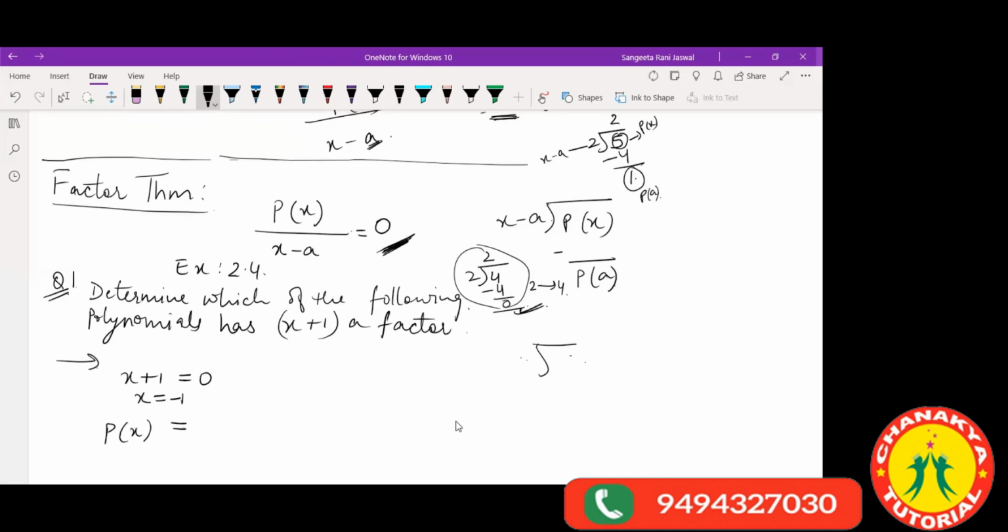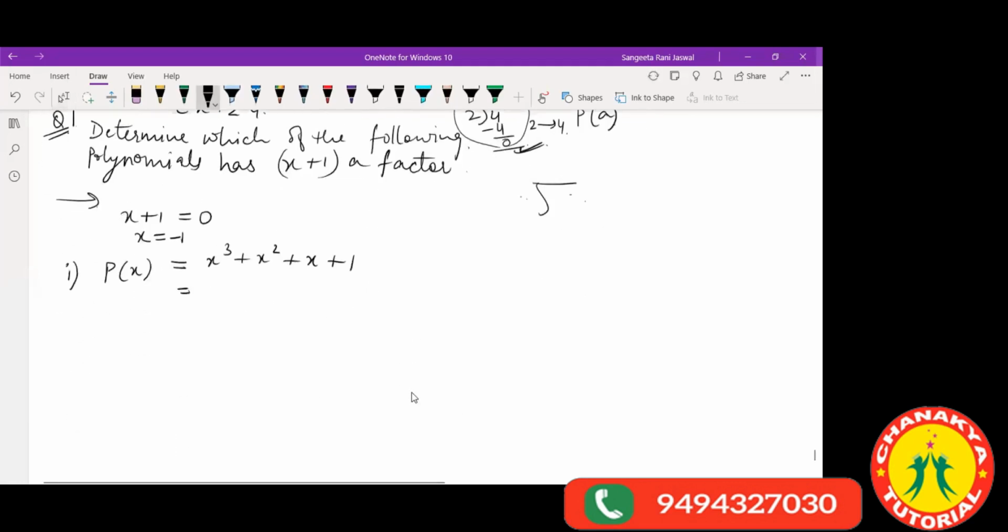Let's take the first one. I'm taking the first polynomial equation, that is x cube plus x square plus x plus 1. Now I will put this value of x in this equation, p of minus 1. In place of x, I write minus 1. Wherever I have x, I will write minus 1 there. Minus 1 cube plus minus 1 square plus minus 1 plus 1.